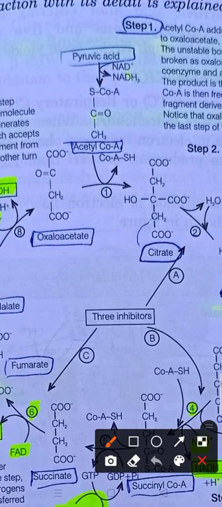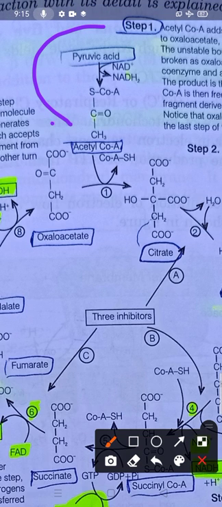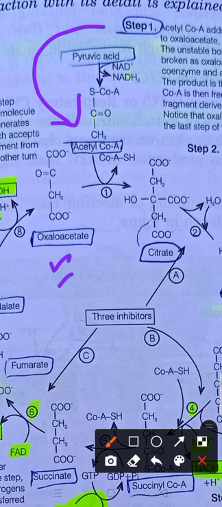We are here in this step. Firstly pyruvic acid changes itself into acetyl CoA, and then this acetyl group reacts with oxaloacetic acid and converts itself into citric acid or citrate. Because of this citric acid only, it's known as the citric acid cycle. The reaction is catalyzed by the enzyme citrate synthase. So which enzyme works here? Citrate synthase. This enzyme is present here.